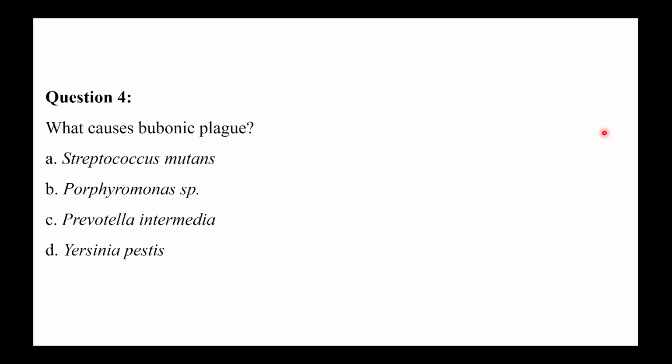I'll move to the next question. Question number 4. What causes bubonic plague? Which of the following causes bubonic plague? Option A, Streptococcus mutans. Option B, Porphyromonas species. Option C, Prevotella intermedia. Option D, Yersinia pestis. Which of the following causes bubonic plague?